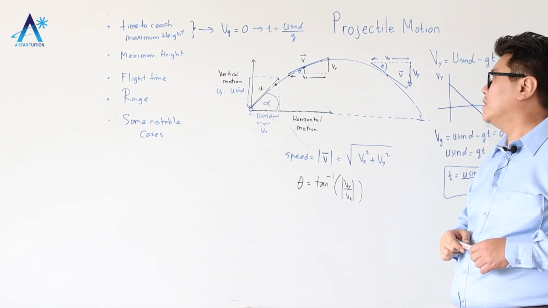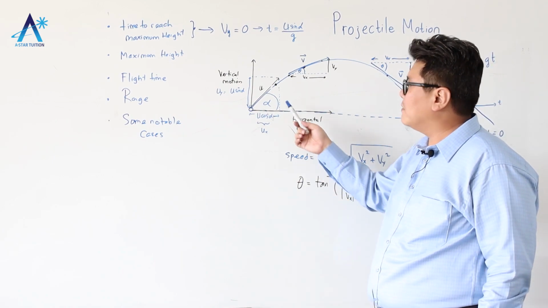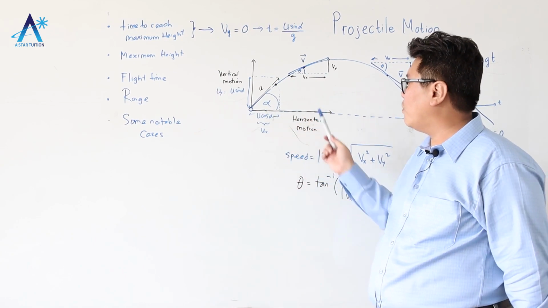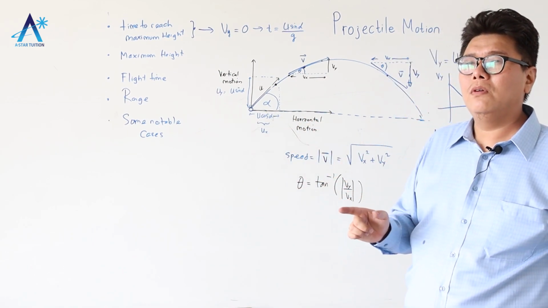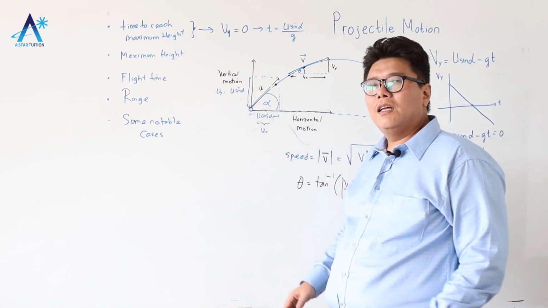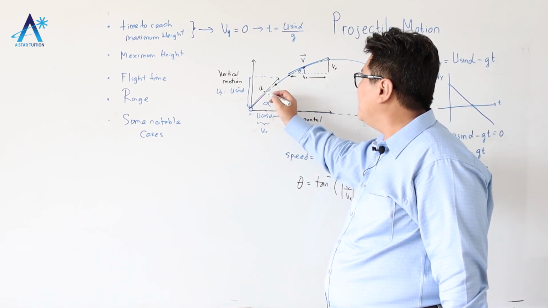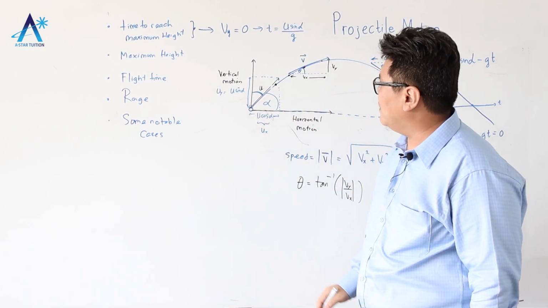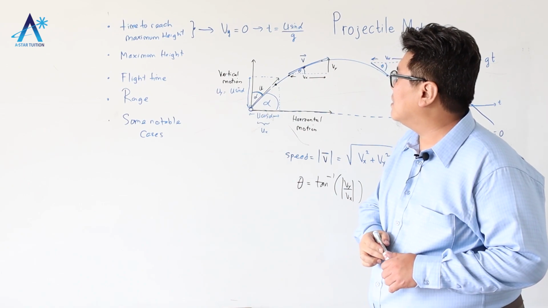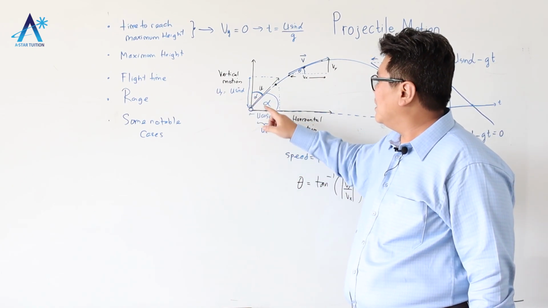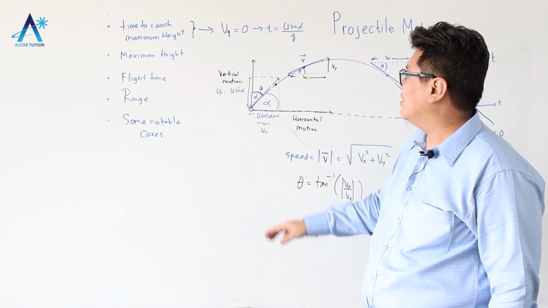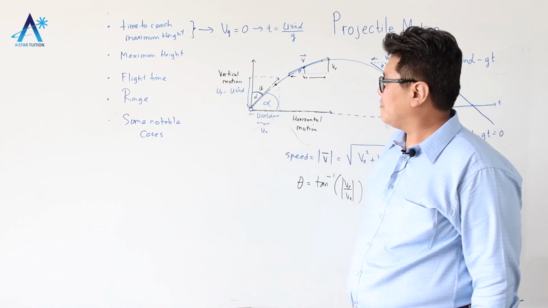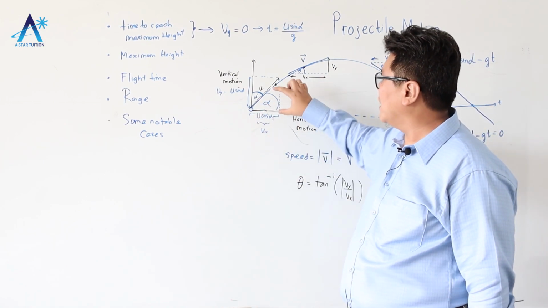Before I continue further, I just want to remind you again what alpha means. Alpha is the angle between the initial velocity vector and the positive horizontal axis. In some problems though, the alpha given is not this angle, but maybe this angle. If this is the angle given as alpha, then you just need to subtract the value of alpha given here from 90 to get this angle.